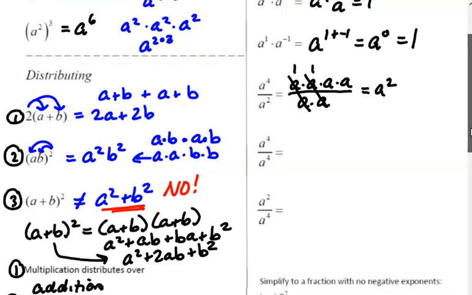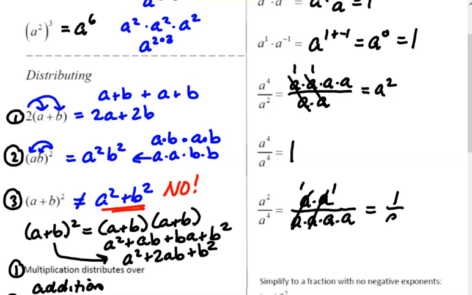Now we know here a to the 4th over a to the 4th, well, we have the same thing in the numerator and denominator, so this is just 1. Now if we apply the same thing we did in the first of these 3 examples to the third one, we would have a times a over a times a times a times a. A divided by a is 1. A divided by a is 1, so this gives me 1 over a squared.